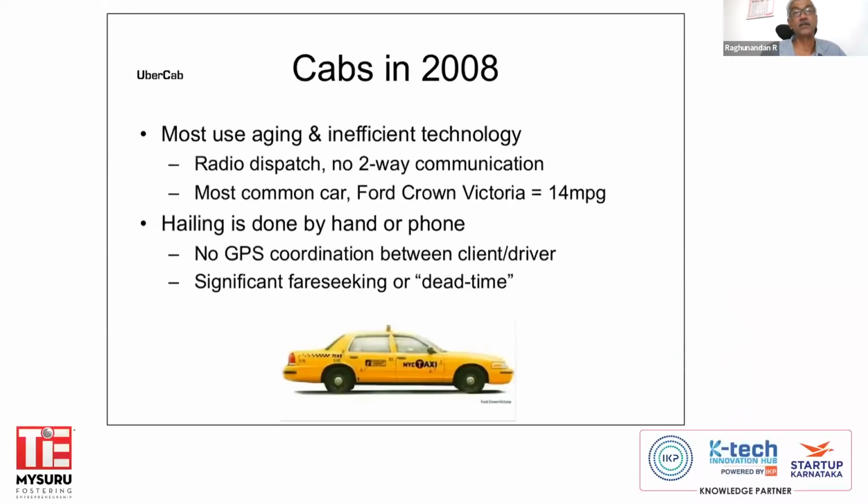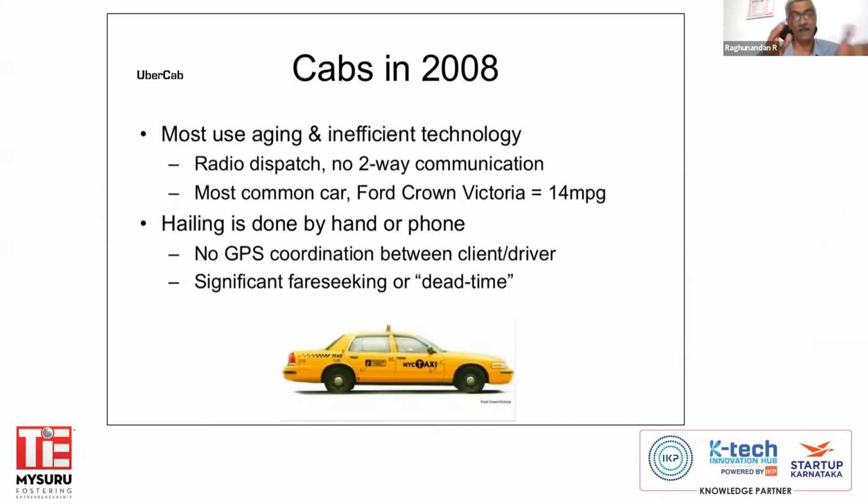So if you see Uber, earlier Uber cab, before it became Uber, the problem statement says most of the cab companies use aging and inefficient technology. It's always based on a radio dispatch. There is no two-way communication. And normally, a typical most common car is used. There are no alternatives to the kind of cars that are available. Whereas I see my solution as Uber cab.